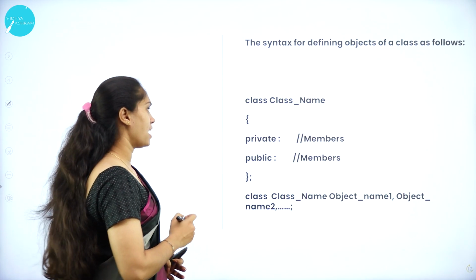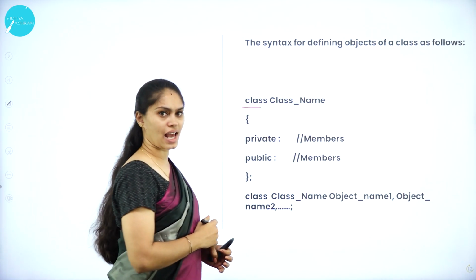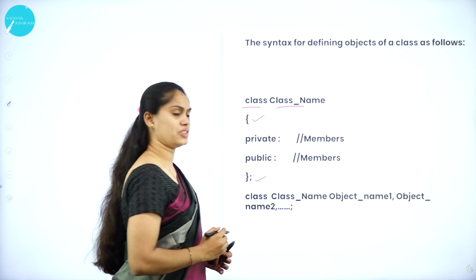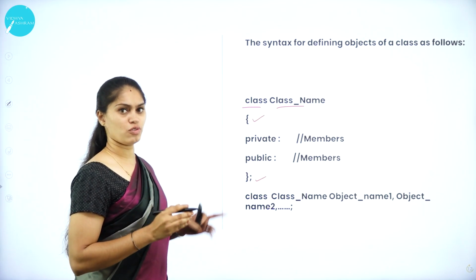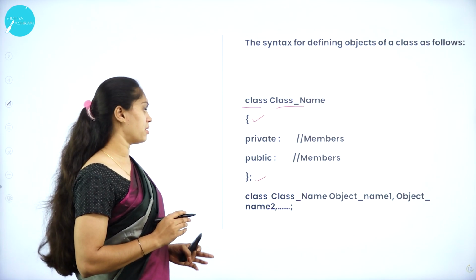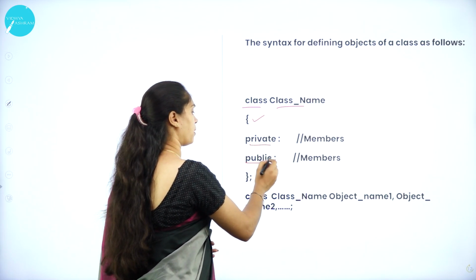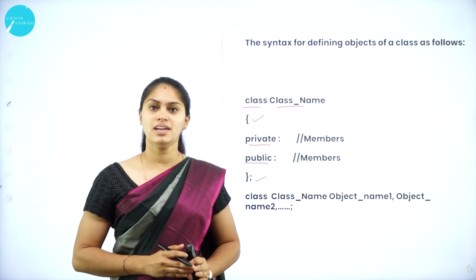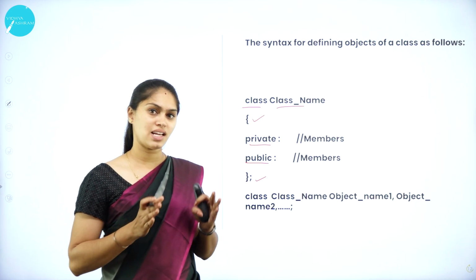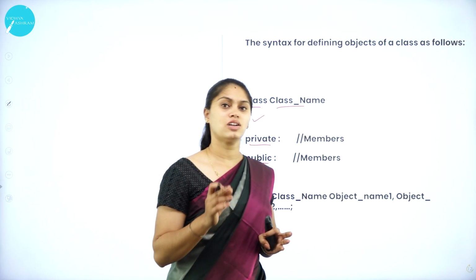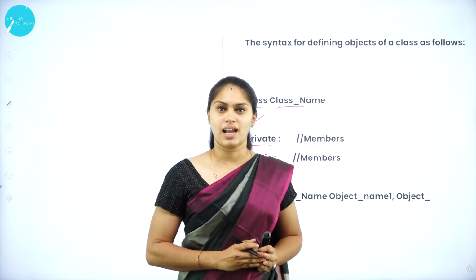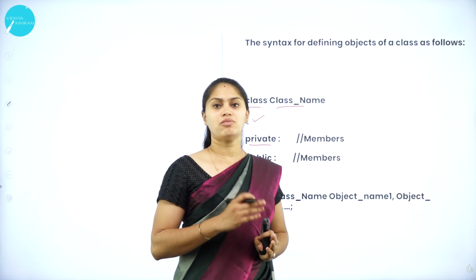So here we have a syntax in order to define an object of a class. How to define the class? Here we need to specify the class keyword, then the class name, followed by the opening and closing braces of the class, which comprises data members and member functions. It can be private, public or protected, any of the access specifiers based on your requirement. Once I am done with defining a class, only after that can I create an object for a particular class.